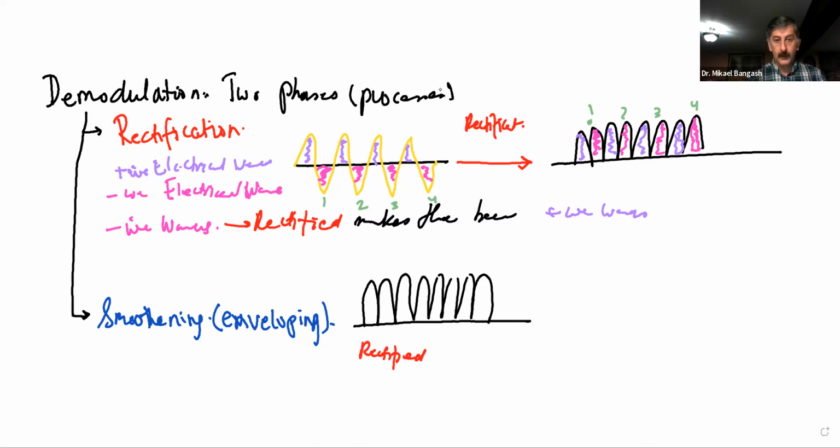So we still know what happened. These were the electrical waves which originally were positive charged. These here were the negative waves which became rectified and became positive charged. Now it's going to undergo what we will call smoothing or enveloping.